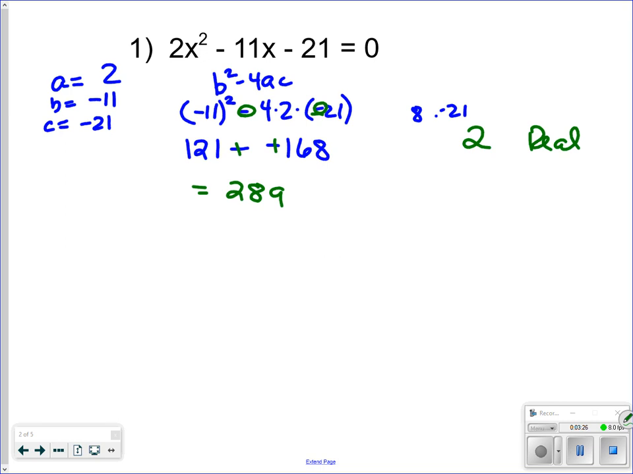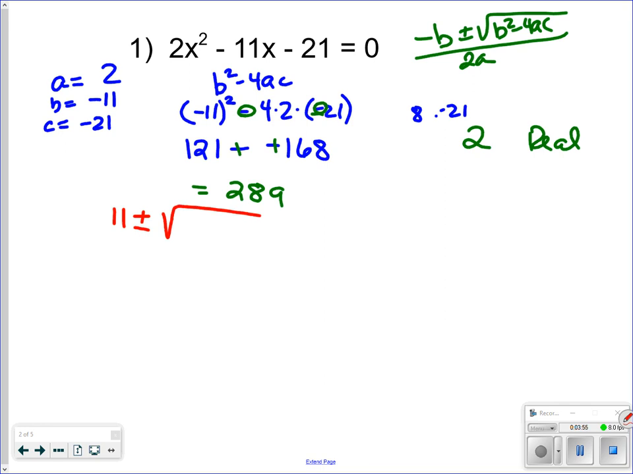Now we're going to use the entire formula. If you look back on your page, that's your entire formula. So now we're going to fill in all the rest of the blanks. I'll change color again. So I need the opposite of B. Your B number, remember, was negative 11. We need the opposite of negative 11, positive 11, plus or minus. Now put the big square root sign. What's the number that we just got for our discriminant? It was 289. Put that 289 right there. Divide by 2 times your A number, which is 2.